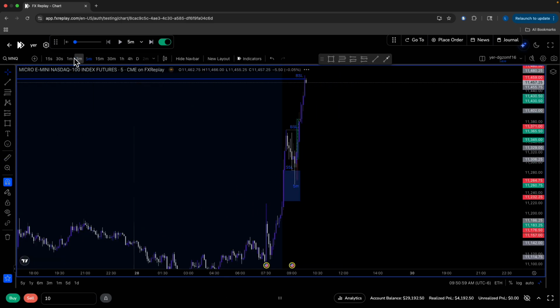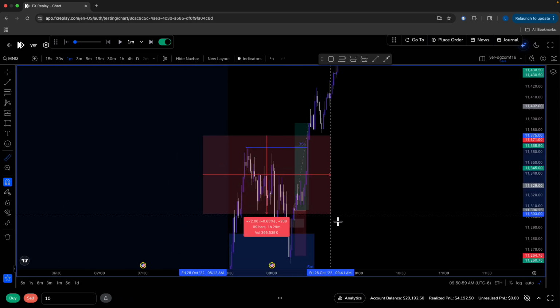We opened up the 5 minute fair value gap. 5 minute fair value gap holds bullish. Absolutely beautiful trade today.